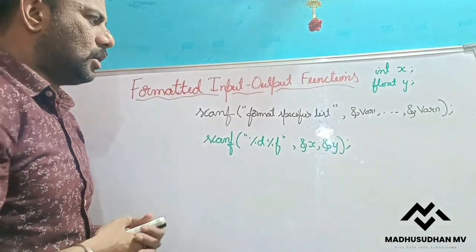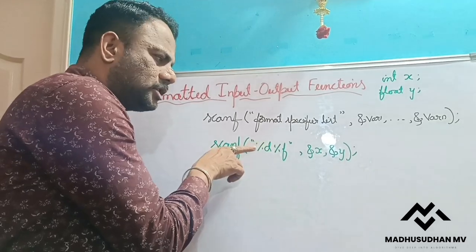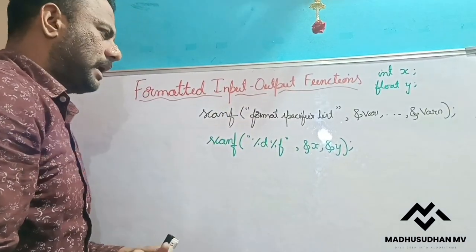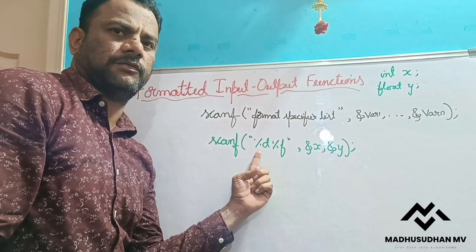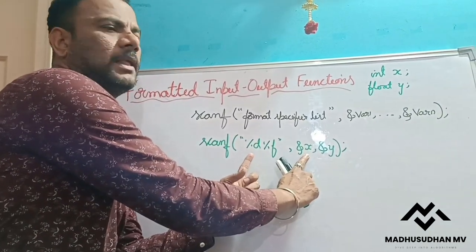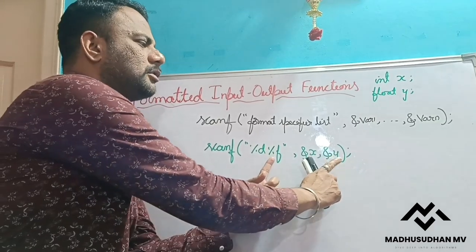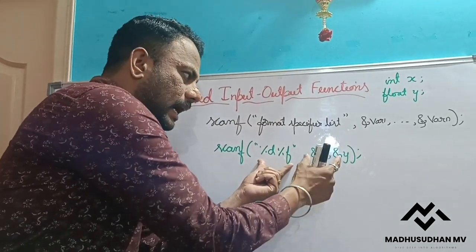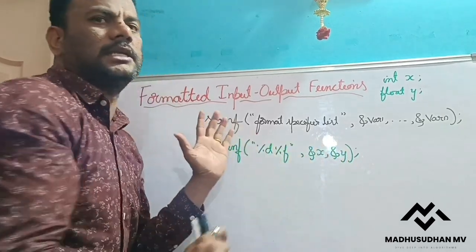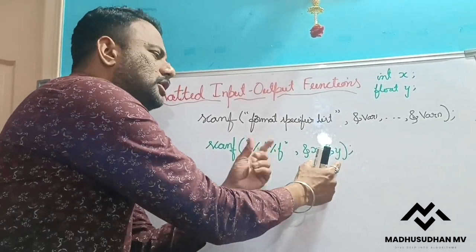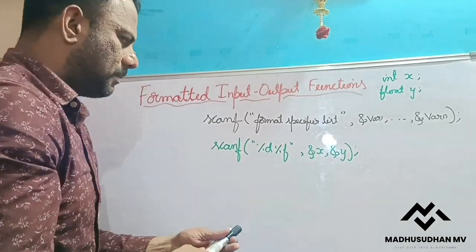The only thing is the order: the order of the format specifiers should match the variable list. For example, the first format specifier is an integer, and x is an integer. The second is floating point, and it is also floating point. If I keep these two as they are and reverse the others, then it is wrong. Or if you keep one and interchange the other two, that is also wrong. Okay, for example, that also is right.